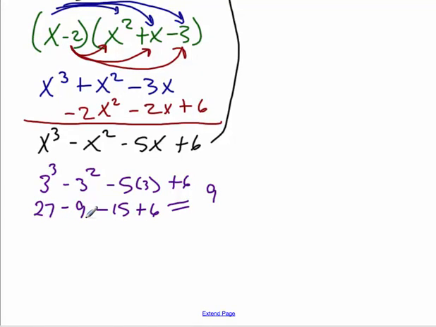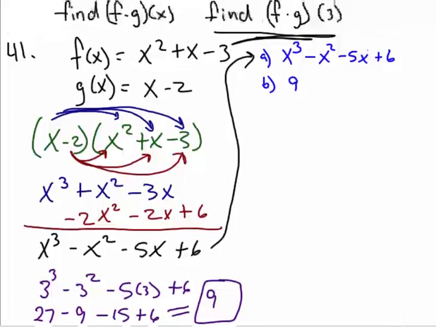27 minus 9 is, let's see, 18. 18 minus 15 is 3. 3 plus 6 is 9. Yes. Okay, let's try one more here.